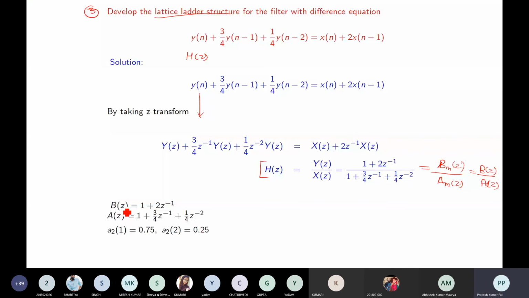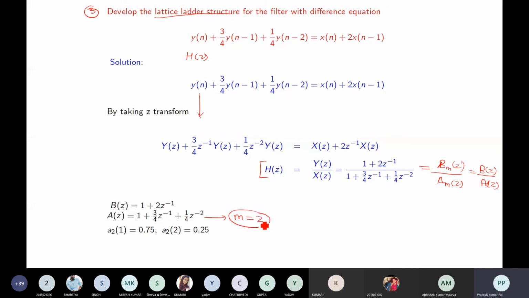So from there, B(z) will be equal to 1 + 2z^-1. A(z) is equal to 1 + 3/4 z^-1 + 1/4 z^-2. We will start with A(z), that is the denominator polynomial. The highest power is 2, so the order will be 2.